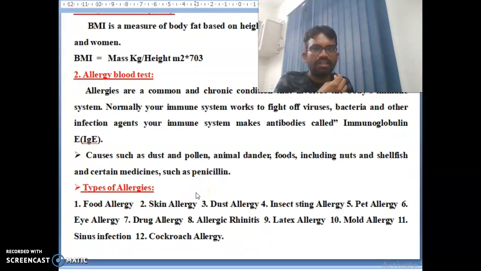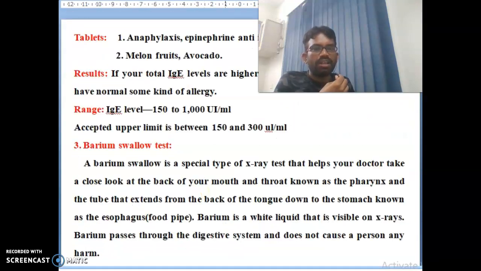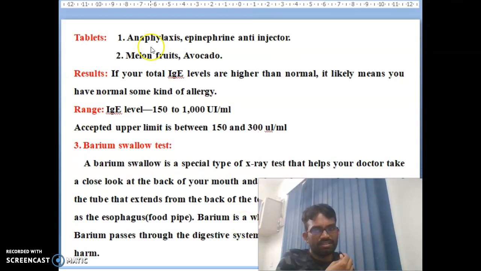Then what are the tablets for allergies? I have mentioned here some of the allergy medicines: anaphylaxis, epinephrine, anti-injection. Melon fruits are also used. These fruits can also be used for allergies.